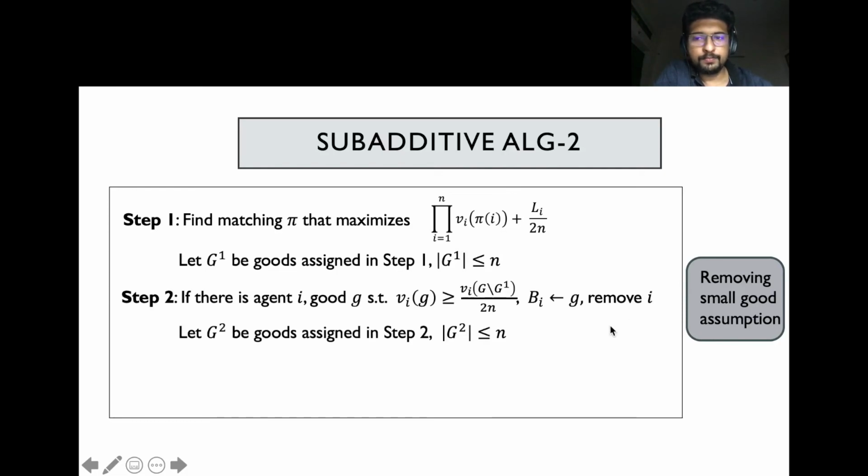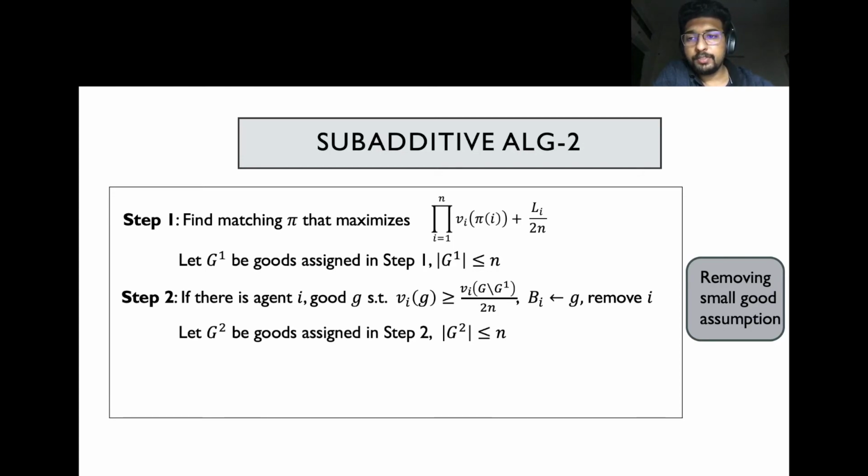and step 2 says that if there exists a good which gives a 2n approximation to the value of goods in G minus G1, then assign that good to the agent i and remove i from consideration. The importance of this step is that when you pick out these goods which are sort of high valued, all that remains will be small valued, and then you can pass it on to the moving knife procedure to obtain the required approximation guarantee.